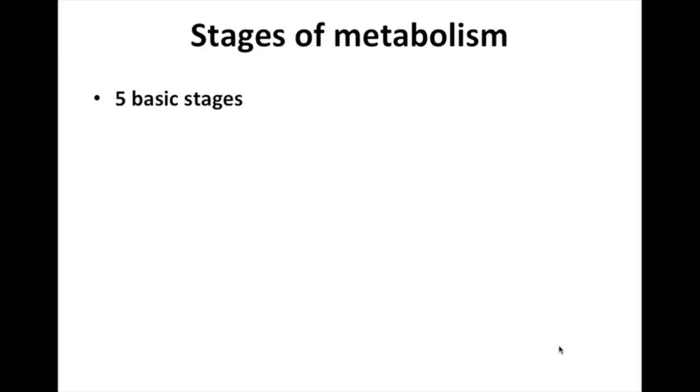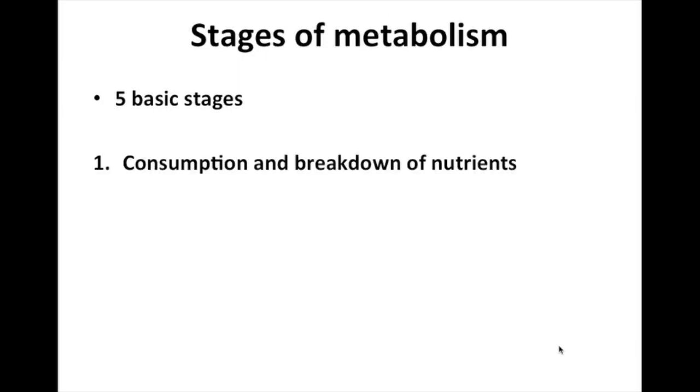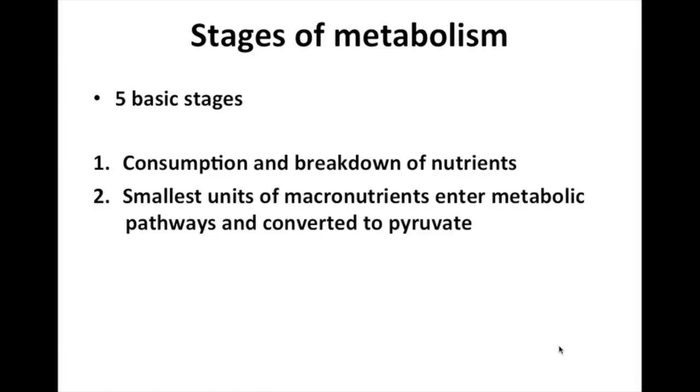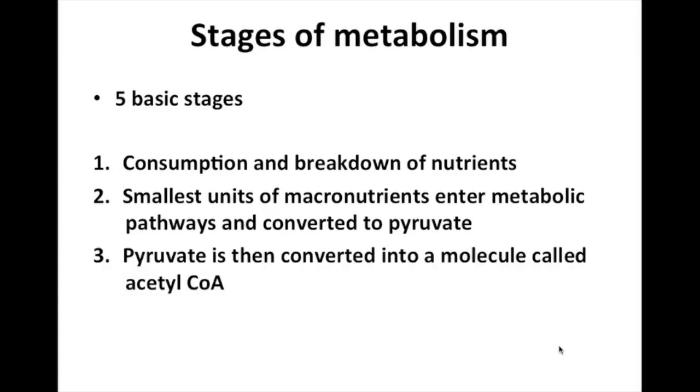So there are 5 basic stages of metabolism, so 5 processes that we need to go through to produce energy. Well, first of all, we need to eat. Okay, so any diet that tells you not to eat or not to eat a certain nutrient is not good for you. Once we've broken it down then, they're going to enter their specific metabolic pathways and we're going to convert them into a molecule called pyruvate. So ultimately carbohydrate and fat turn into something called pyruvate.